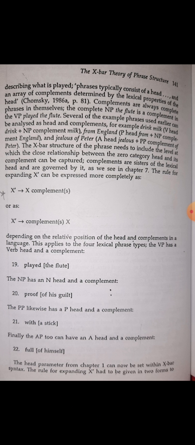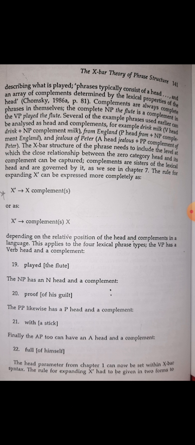With a stick, it is a prepositional phrase. With is a preposition, which comes first, and then the complement. Finally, the adjective phrase too can have a head and a complement. For example, full of himself. So full is an adjective, and of himself is the complement.